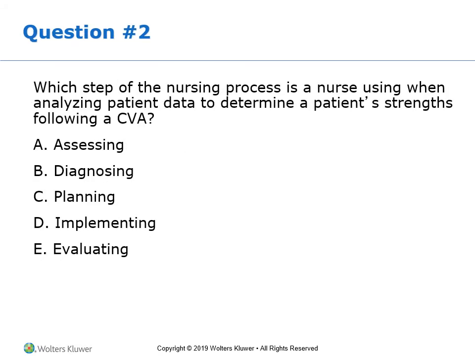Which step of the nursing process is a nurse using when analyzing patient data to determine a patient's strengths and weaknesses following a CVA or a stroke?